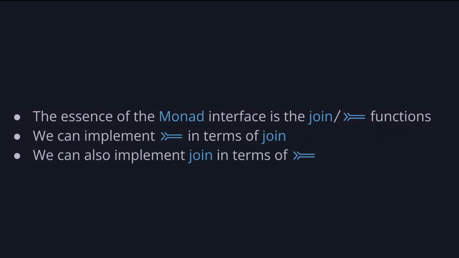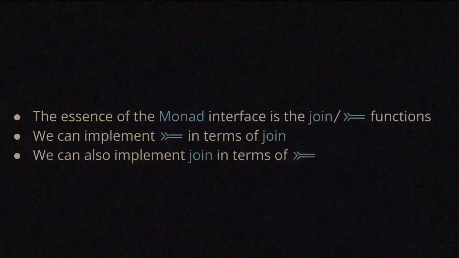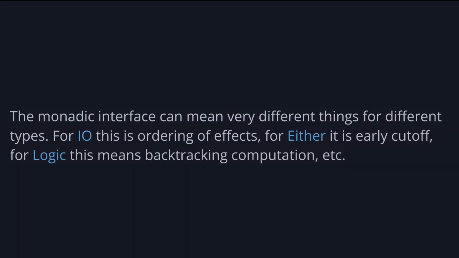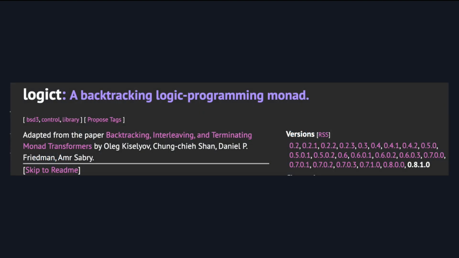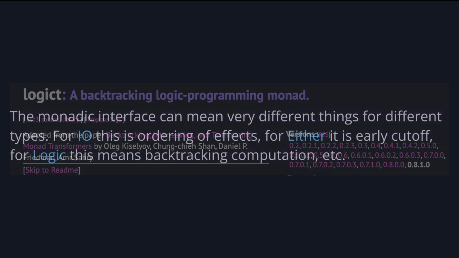The essence of the monad interface is this join and bind functions, and as we've seen, we can implement bind in terms of join, but we can also implement join in terms of bind. Feel free to try it as an exercise. The monadic interface can mean very different things for different types. For I/O, this is ordering of effects. For either, it's an early cutoff. For something like logic, this means backtracking computation, etc.